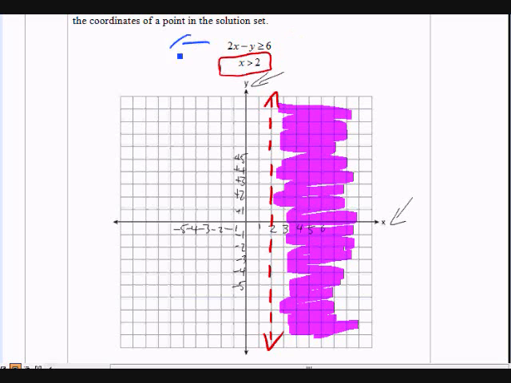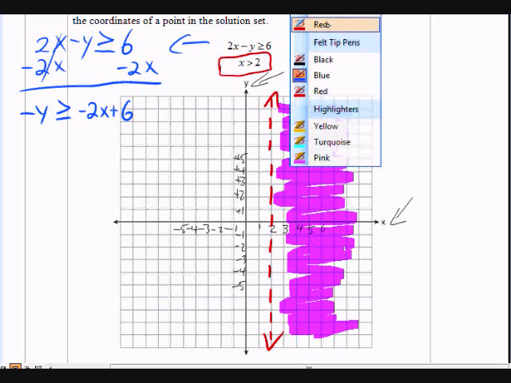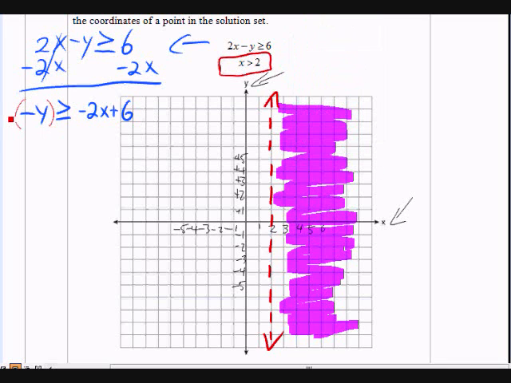Okay, and this one over here is going to require some work. Okay, you have 2x minus y is greater or equal to 6. So we need to solve for y here. We want to get y on one side and all the numbers on the other side. Okay, subtract 2x. This gives me negative y is greater or equal to negative 2x plus 6. And what I need to do to get rid of this negative y, well, you can either divide by negative 1 or multiply by negative 1. Alright, it doesn't matter which one, you can do either one. Let's multiply by negative 1.